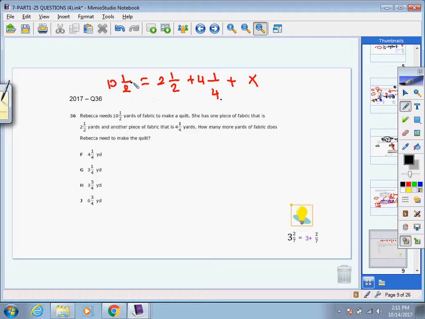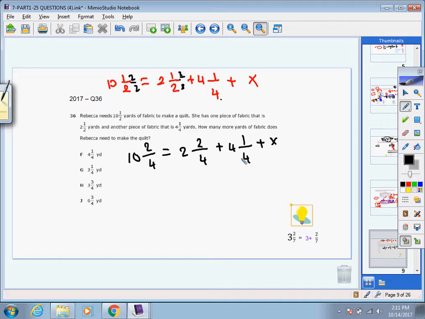So I'm going to multiply this one by 2 over 2, this one 2 over 2, and the rest of them will be the same. So 10 and 2/4 I'm going to have here. This one, 2 and 2/4, I'm going to have here, and 4 and 1/4 will be here, and I don't know the rest, but I'm going to have it soon.